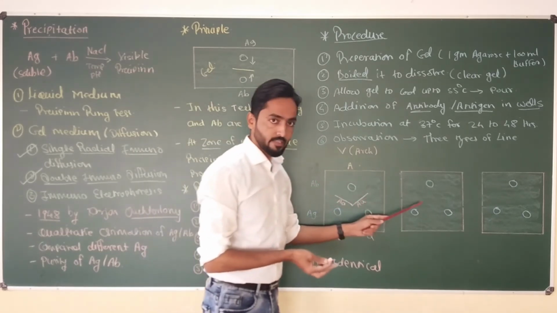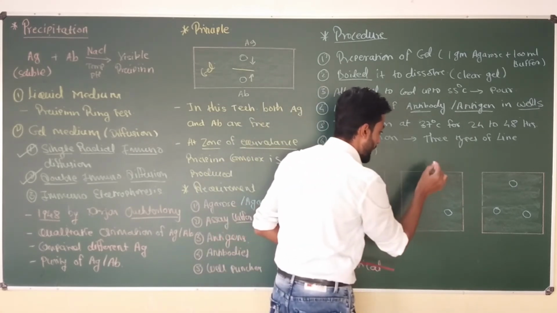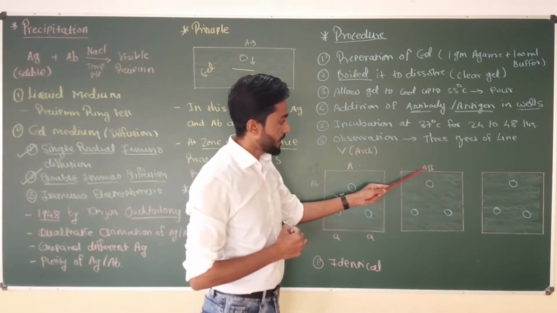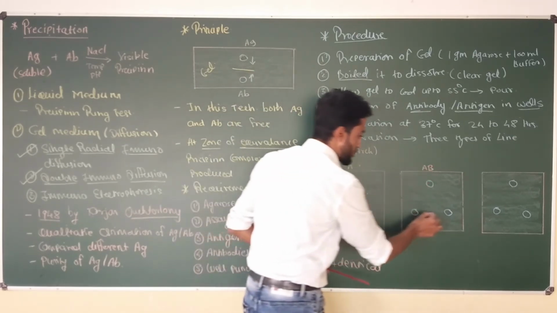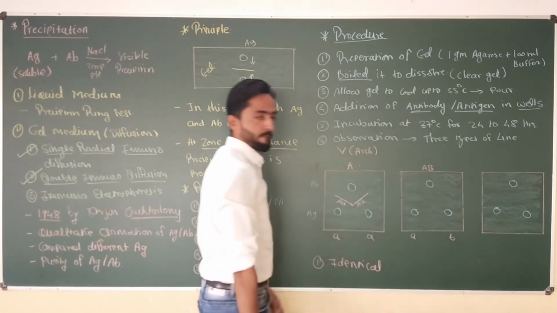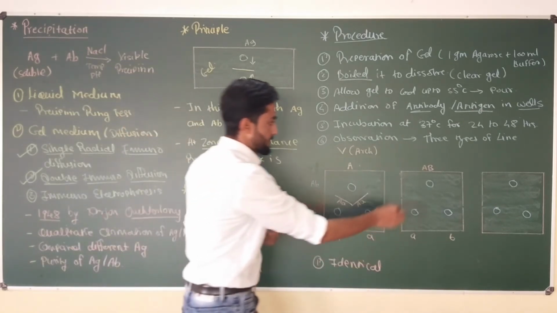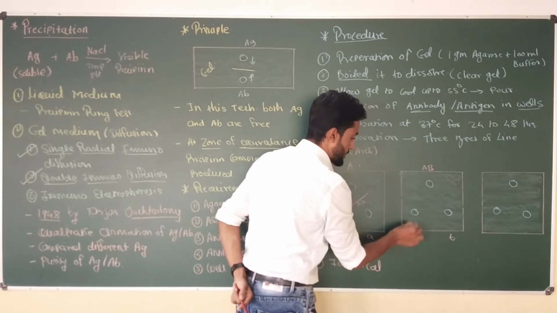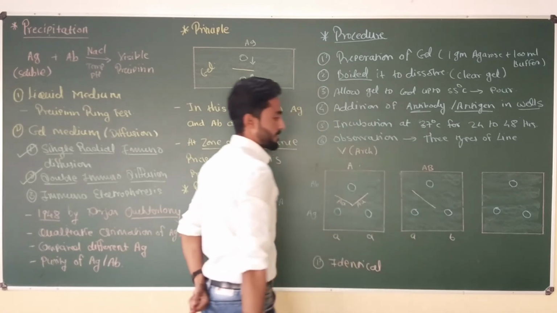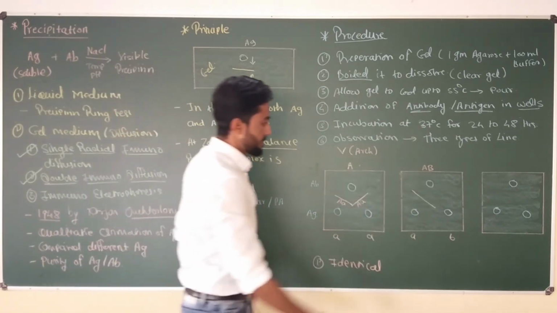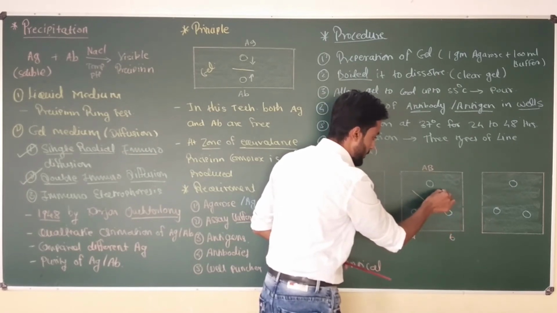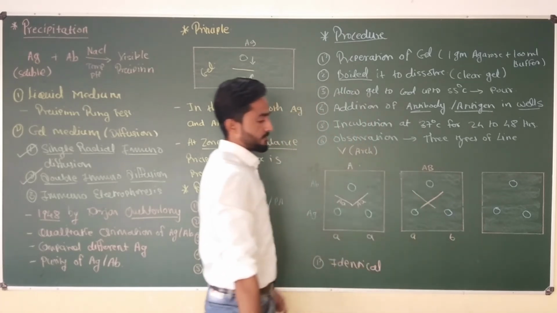Now in the second case, I add a mixture of antibody A and B in the first well, and in the next two wells I add antigen A and antigen B separately. In that case, what is going to happen? This antibody A is going to react with antigen A, and they will produce a precipitation line like this. Similarly, antibody B is going to react with antigen B, and it will produce a precipitation line like this.